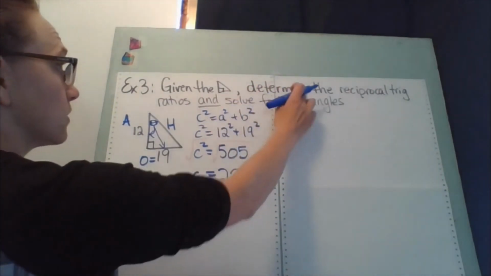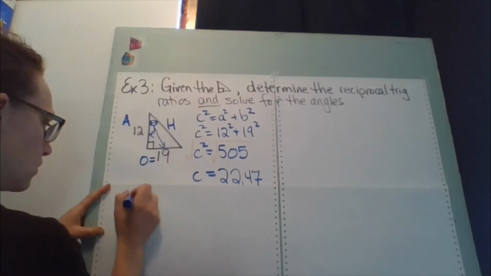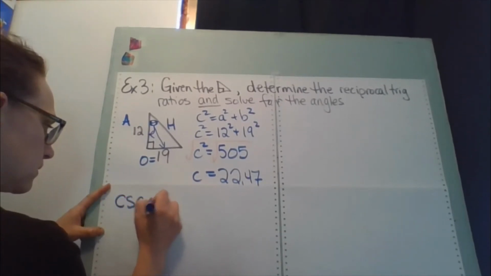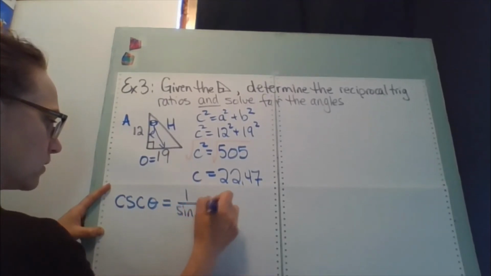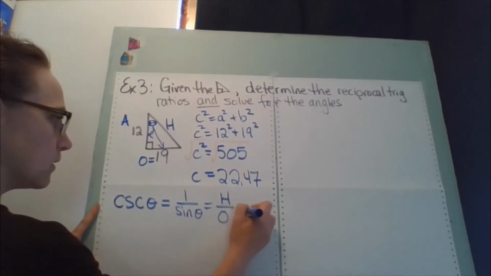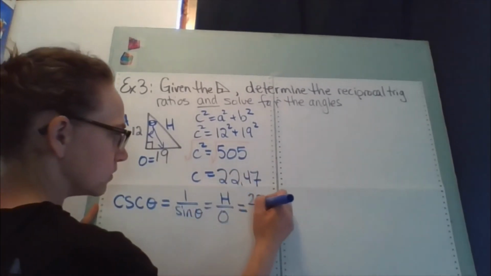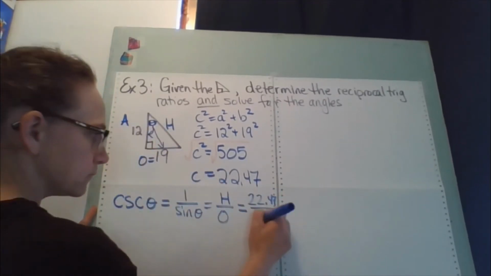So let's determine the reciprocal trig ratios. Cosecant of the angle is 1 over sine. So sine is opposite over hypotenuse, so I want hypotenuse over opposite. So that would mean it's 22.47 over, who's opposite, 19.